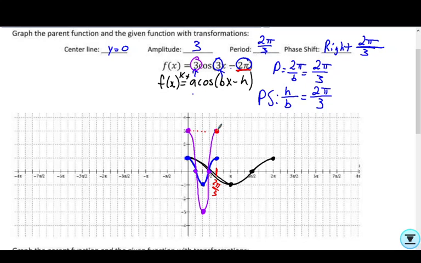1, 2, 3, 4. So this one, 1, 2, 3, 4, ends up here. 1, 2, 3, 4, over to here. 1, 2, 3, 4 to here, and 1, 2, 3, 4 to here. So the red one here is my final transformation. And it almost looks like we have two waves. But the purple one was without the shift.